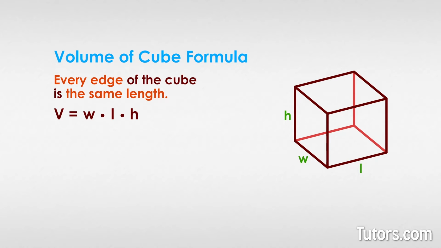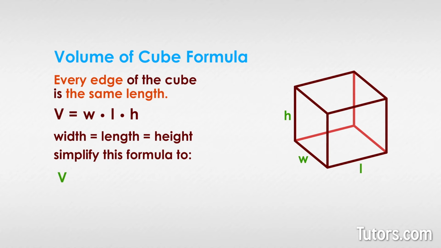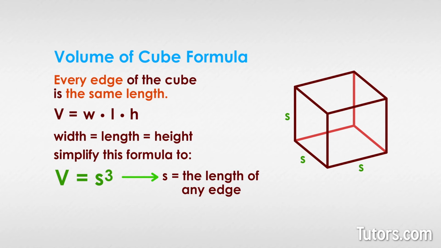Since all three values, width, length, and height, are the same in a cube, we can greatly simplify this formula to V equals S cubed. In this simple formula, S equals the length of any edge.